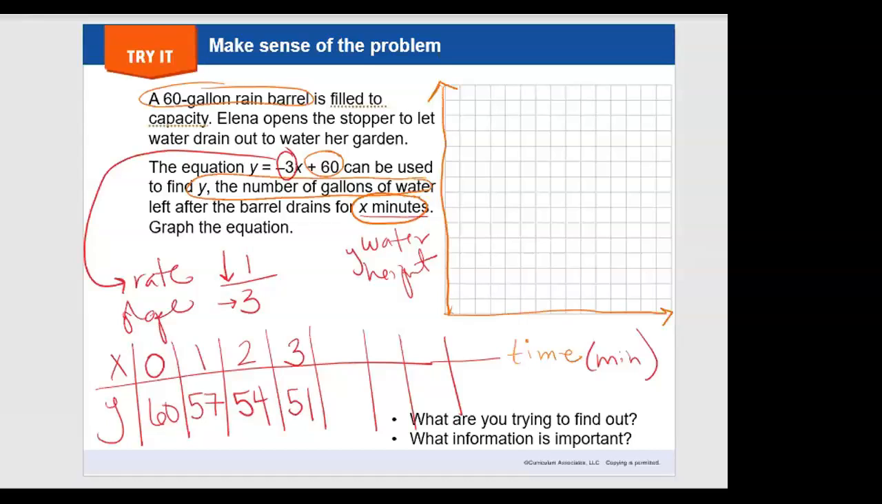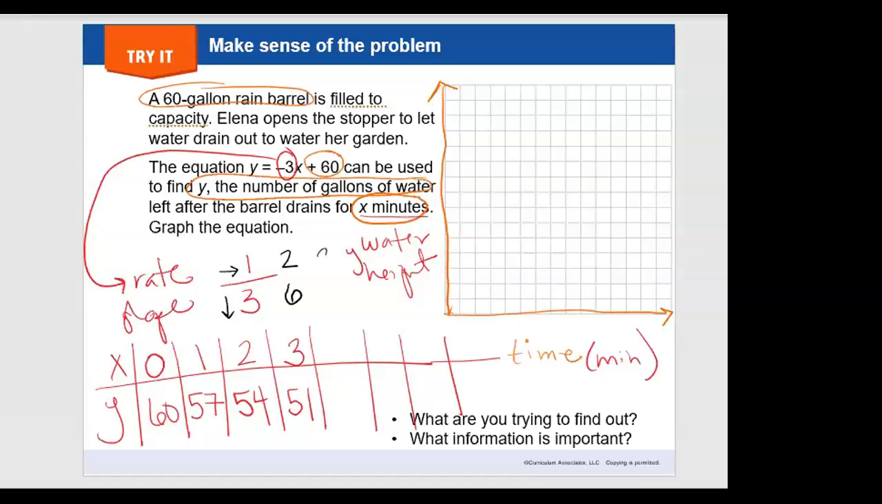Okay, so for every 1 we go down. Or let me fix that. I lied. For every 1 x, we're going down 3 with our water height. Good. So we're going over 1, down 3. If I go over 2, what's my water height going? So in 2 minutes, my water height is going down what? Another 3. 6.